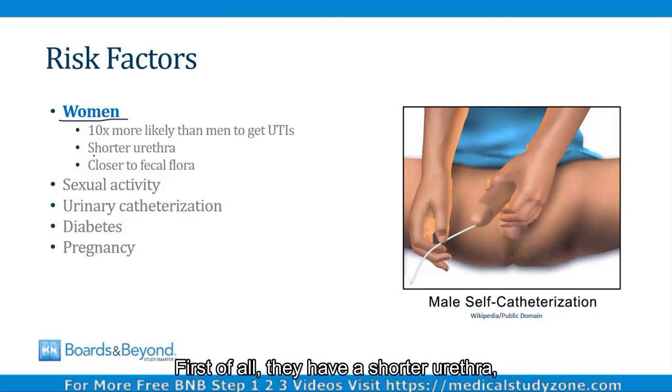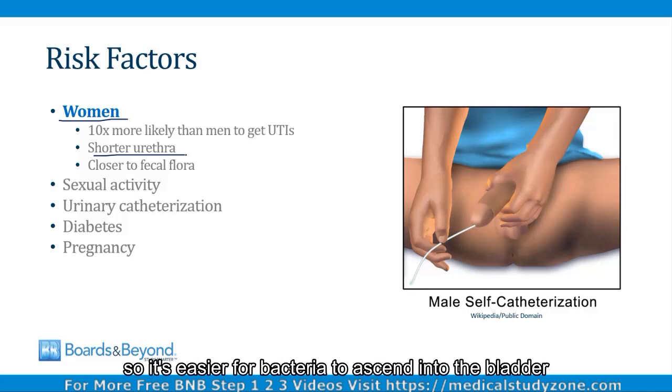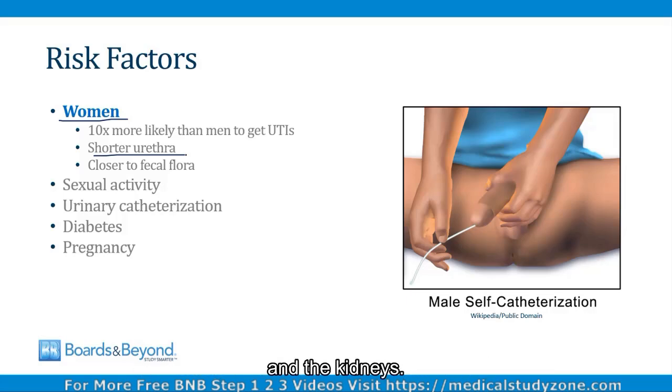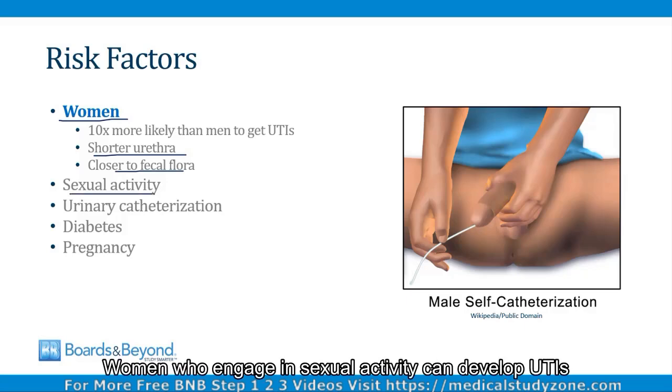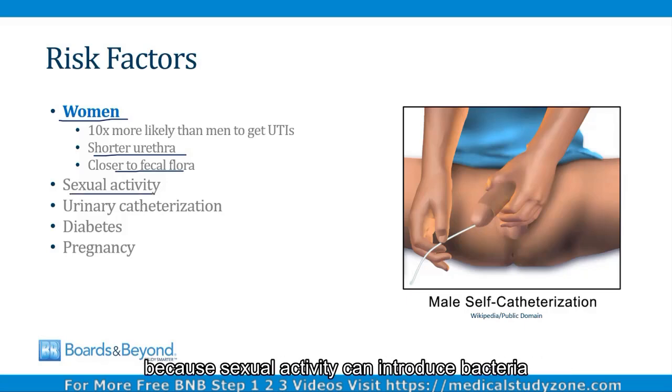First of all, women have a shorter urethra, so it's easier for bacteria to ascend into the bladder and the kidneys. In addition, their urethra is closer to the anus, and therefore it's easier for fecal flora to enter the urethra. Women who engage in sexual activity can develop UTIs because sexual activity can introduce bacteria into the urethra.